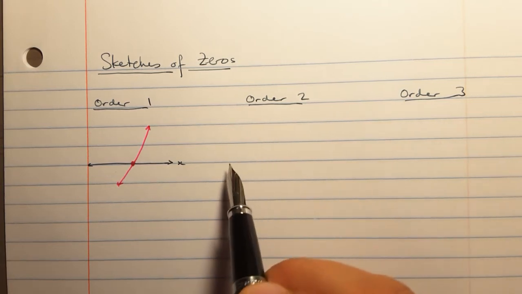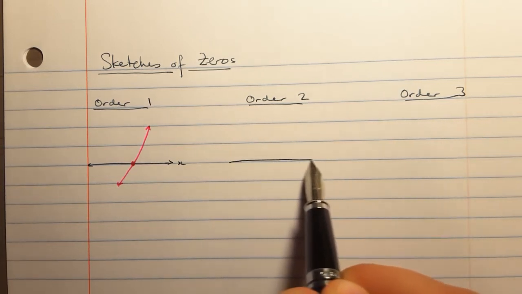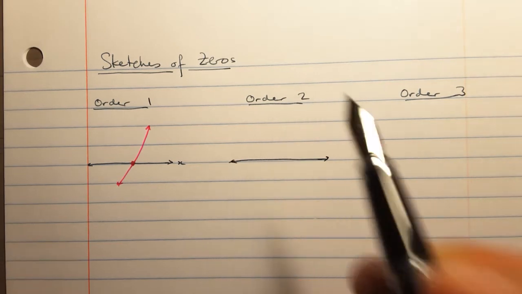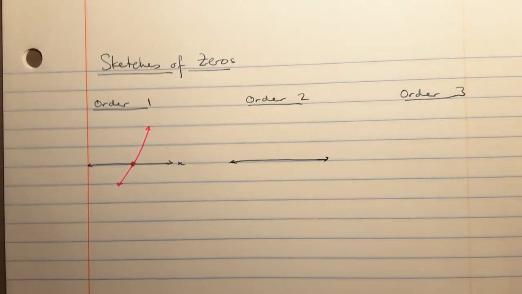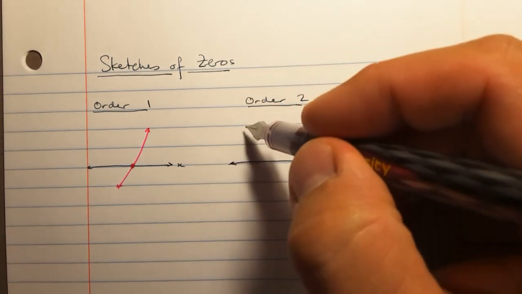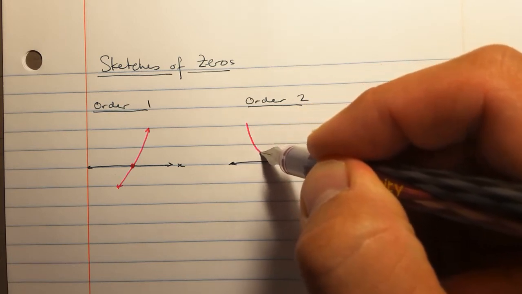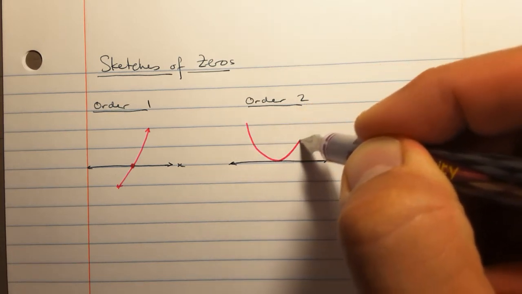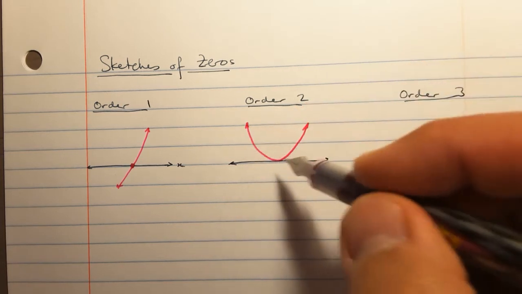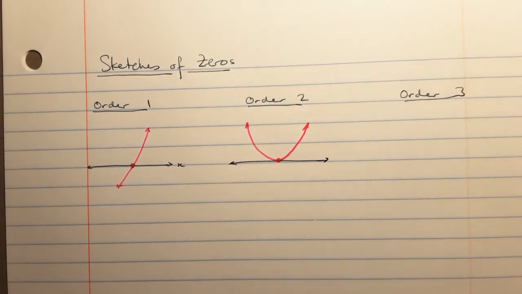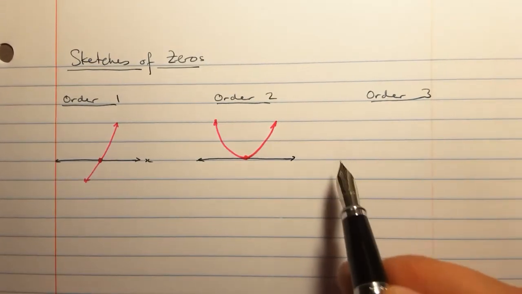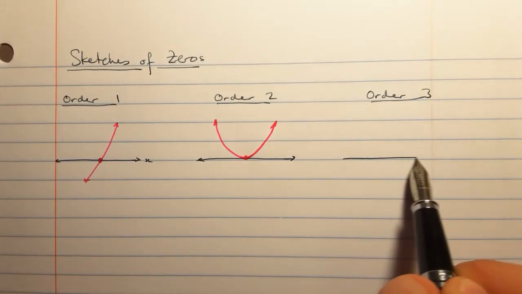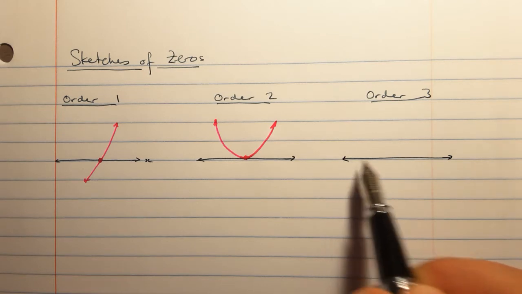And we've also now seen what happens with an order 2 zero. It's going to just touch the axis and then return in the direction it was traveling from before. So it looks like that, touching in one location exactly. Okay, now how do things change when we have an order 3 zero?